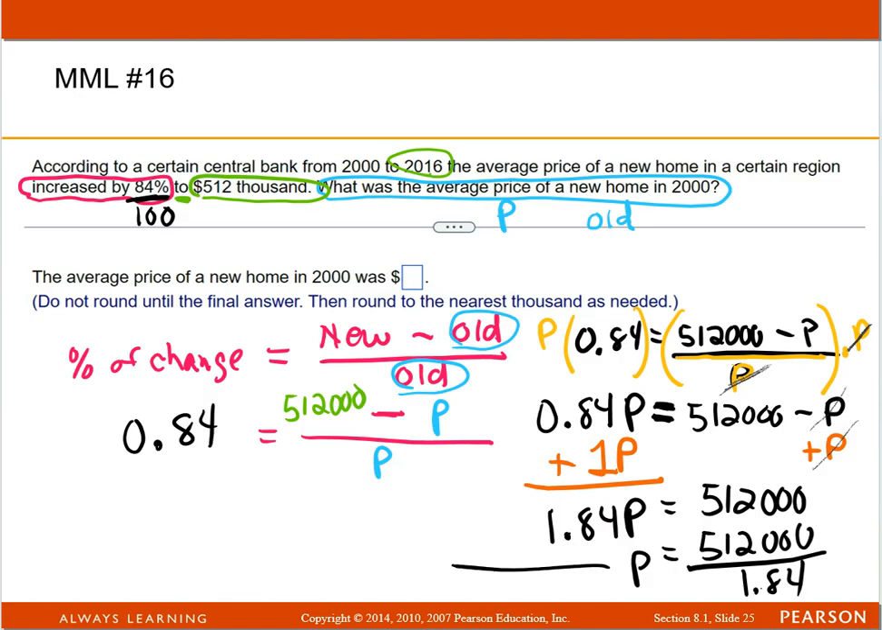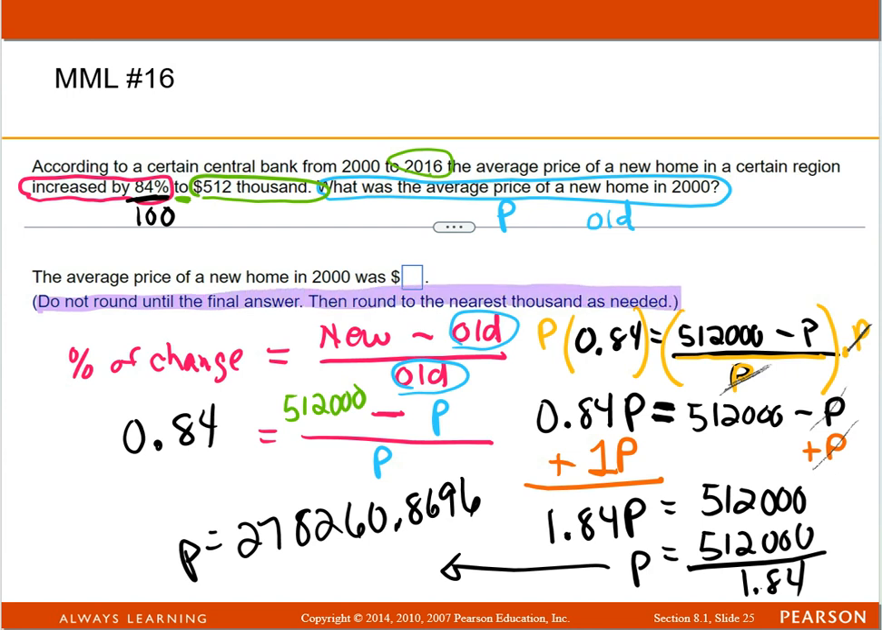And when I do that for P, I got 278,260.8696. But my math lab said, do not round until the final answer and then round to the nearest thousand as needed. Let's see, tenths, hundredths, thousandths, to the nearest ones, tens, hundreds, thousands. The 8 is in the thousands position. Because the next number right here is just a 2, the 8 won't change.